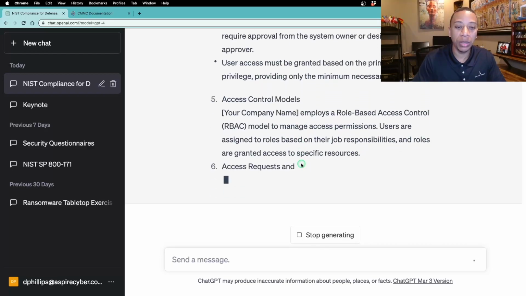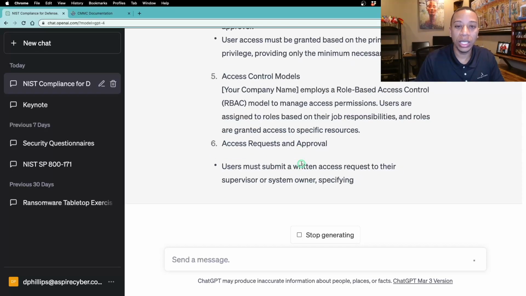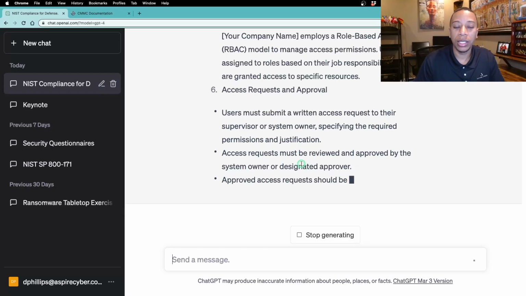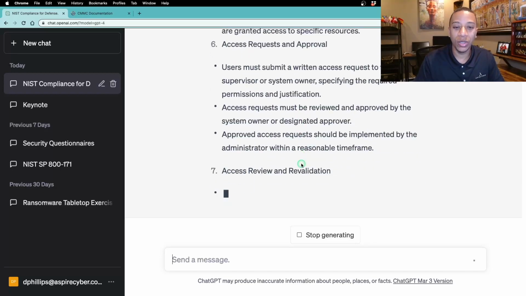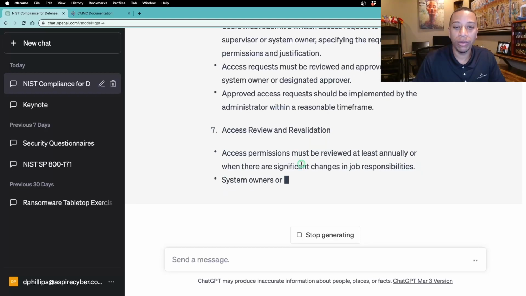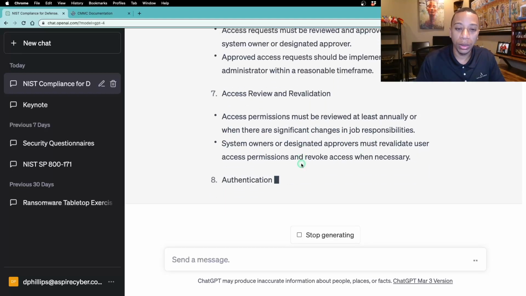You're not looking at a blank piece of paper trying to figure out what needs to go in my access control policy. ChatGPT is assisting you with that. So when I say automation, this is what I mean, where, hey, it's giving you that good starting point. You're not starting from scratch, and you can build from there.